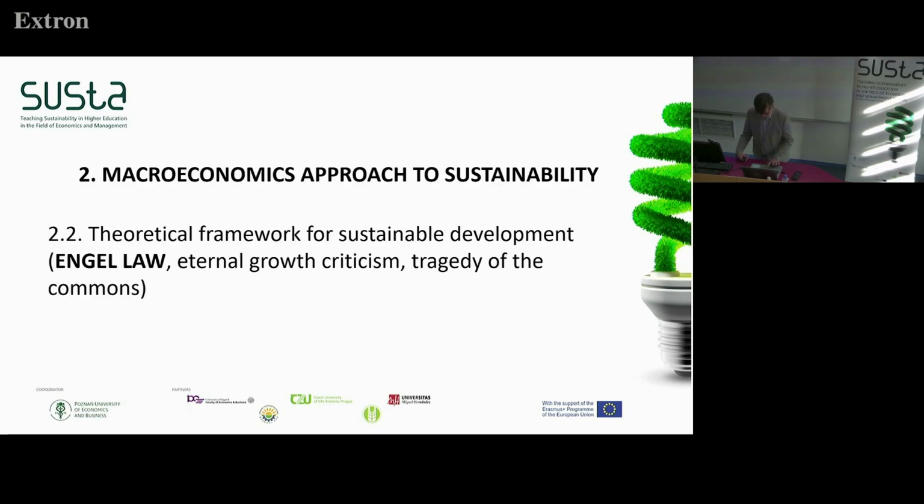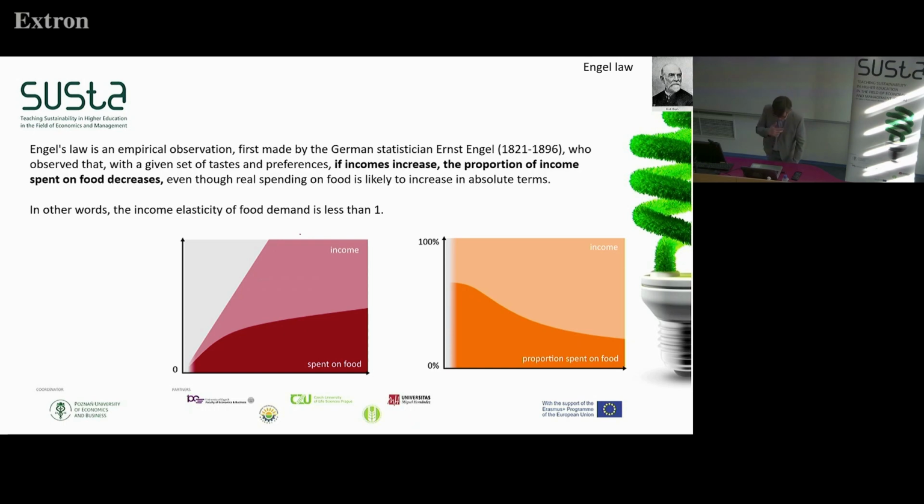Engel's law. Do you know Engel's law? No. Any of you have studied Engel's law? No? Nobody? Well, Engel's law is an empirical observation that was made by Ernst Engel in the 20th century, that he proved that with a given set of tastes and preferences, if income increased, the proportion of income spent on food decreased.